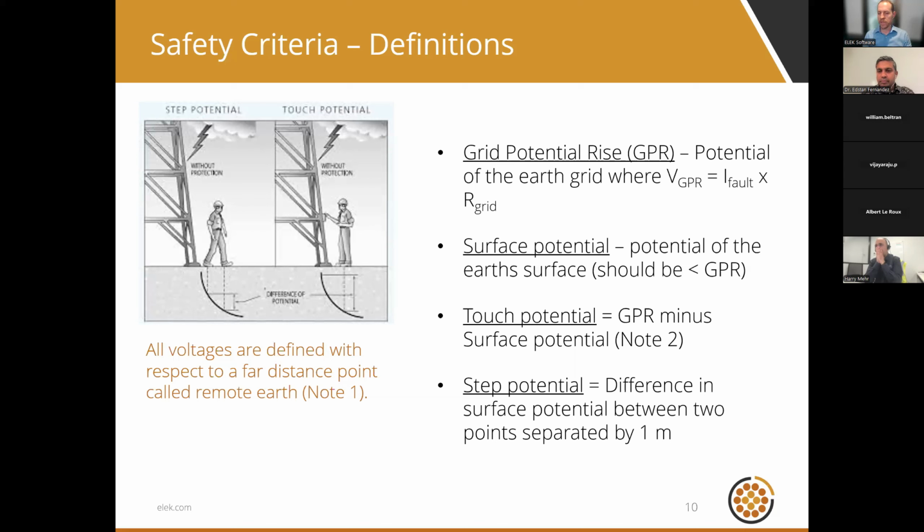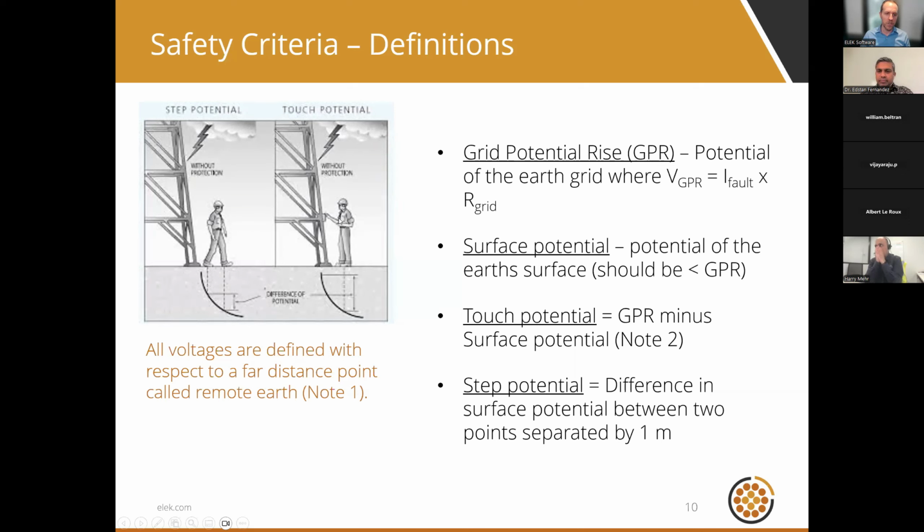So that's surface potential. Remember that surface potential will always be lower than grid potential rise. There is attenuation of voltage between the grid and the ground surface. So there'll always be a voltage drop through the soil and surface voltage will be lower. Touch potential has a relationship with surface potential and GPR. So touch potential is defined as the difference between the grid potential rise and the surface voltage.